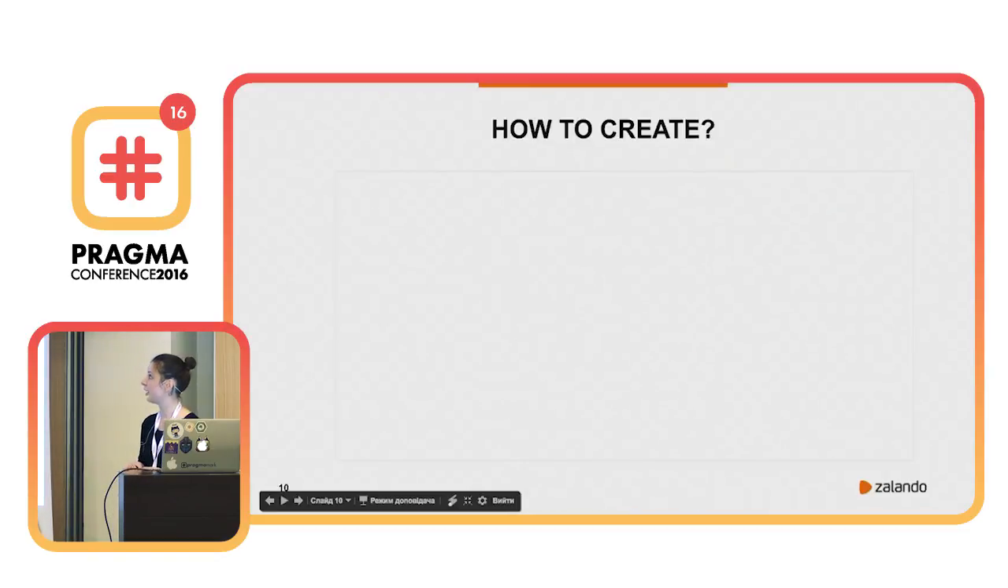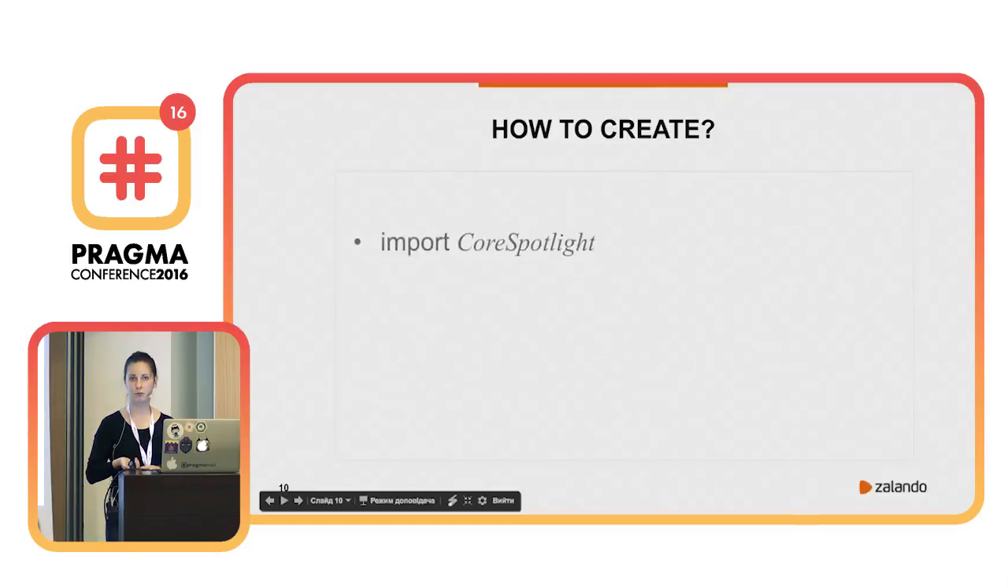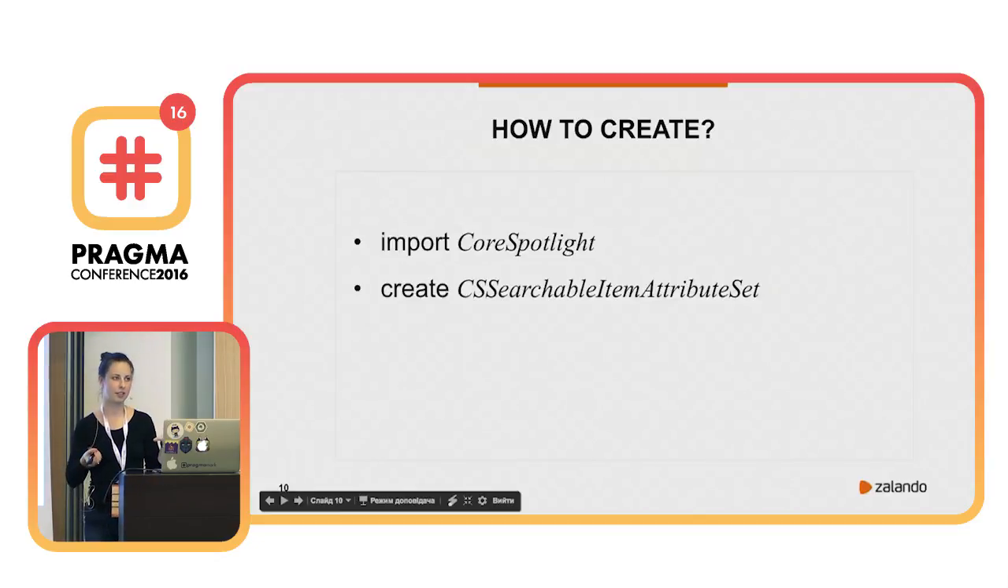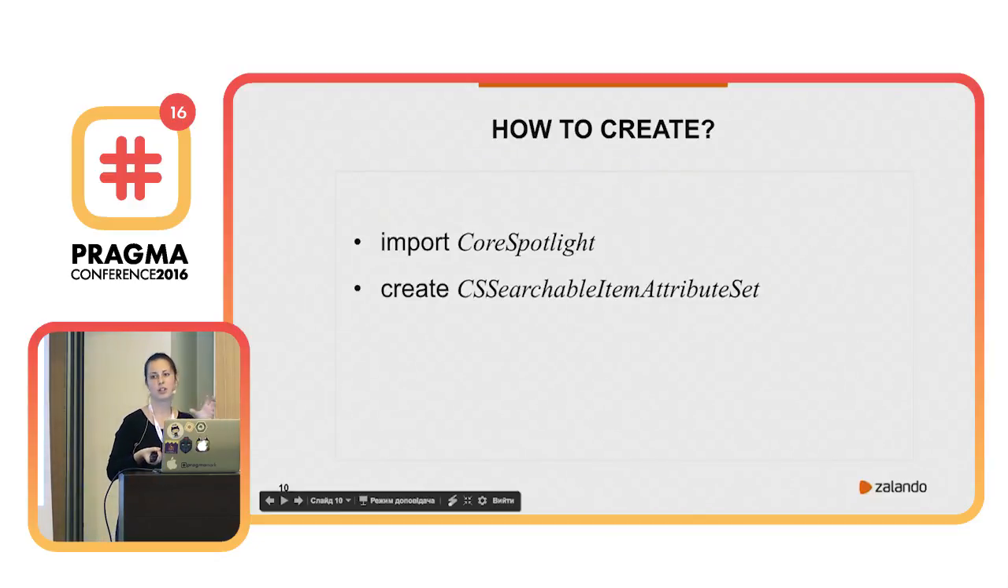So, how to create it actually? First of all, obviously, you need to import Core Spotlight. Then you need to create a searchable item attribute set. This attribute set is responsible for the visualization of this item, so how this item will actually look in Spotlight when you search for it. It has several other attributes, but mostly it's useful for that.